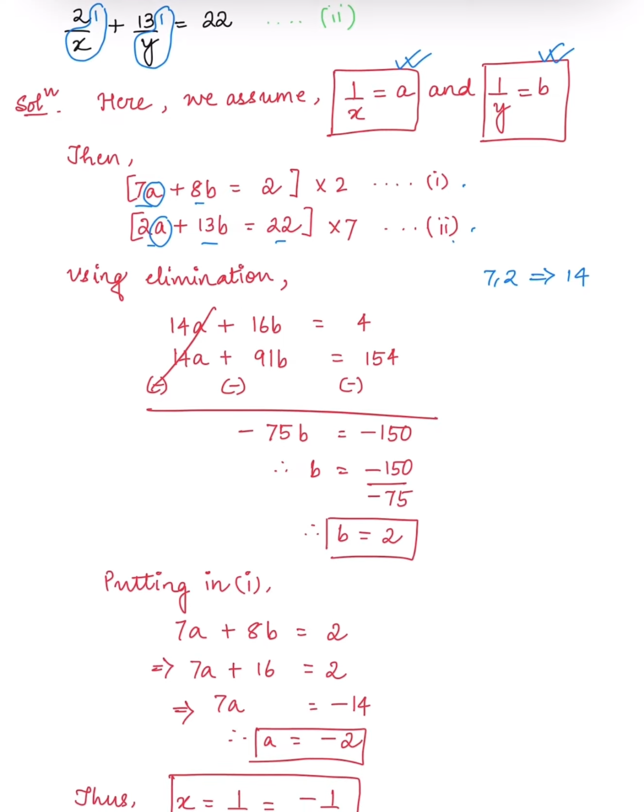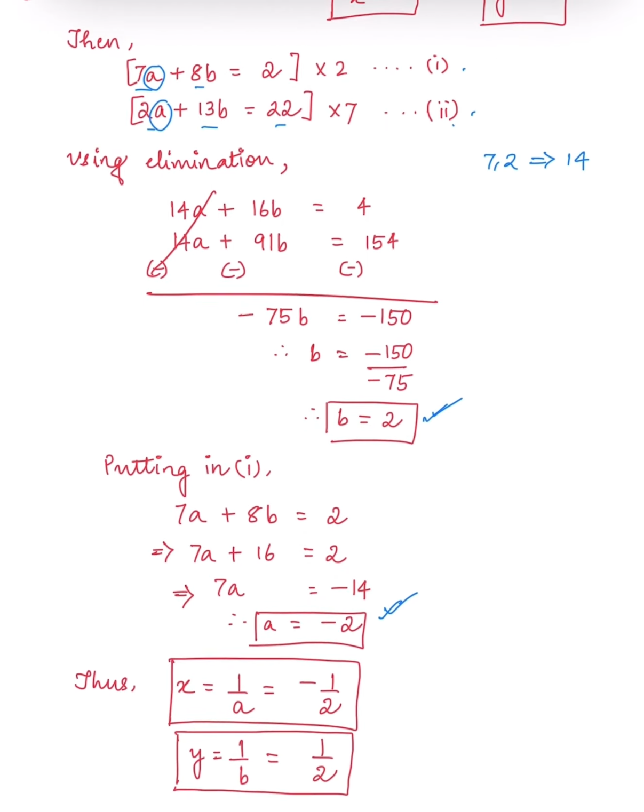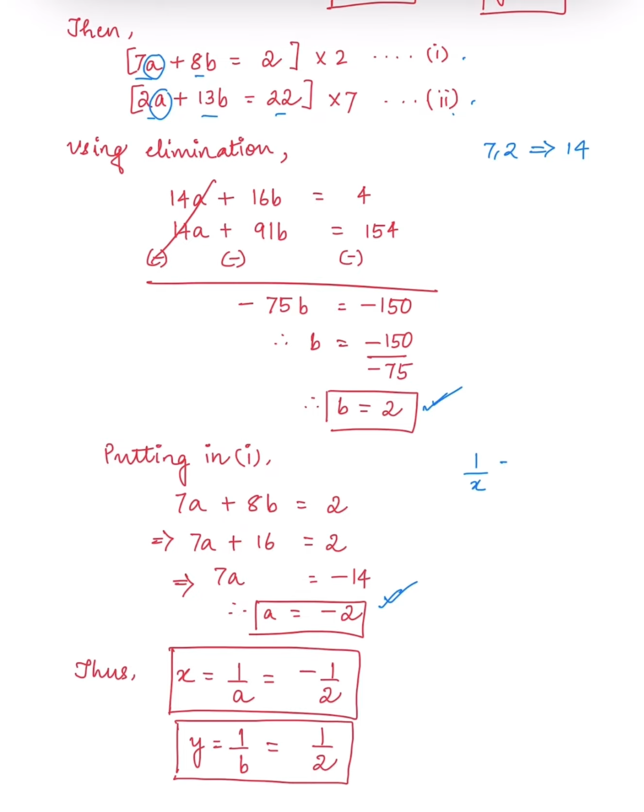Again solve it as usual process. You will get the value of b and a. But then don't stop here. You need to get the value of x and y. So 1 by x was equal to a. So x was equal to 1 by a. Similarly 1 by y was b. Therefore y was 1 by b.